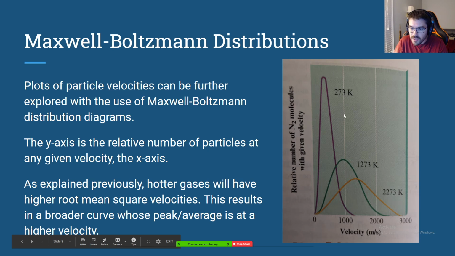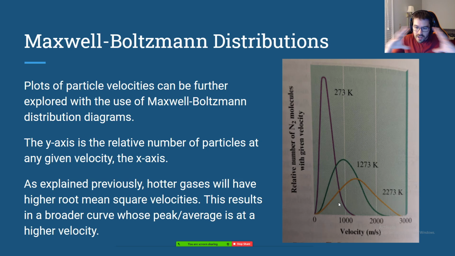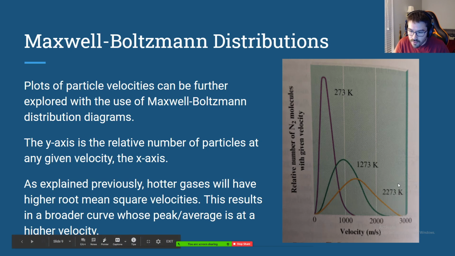So this purple peak here, this is for nitrogen gas at 273 Kelvin. Looks like the average, or the majority of the particles here are moving somewhere between 0 and 1,000 meters per second. Whereas, if you heat that gas up to 2,273 Kelvin, the average velocity is much higher, right? And the range of velocities is more broad. Okay, you can see that the hotter the gas is, the faster the particles are able to get, but you're still going to have some that are slow.